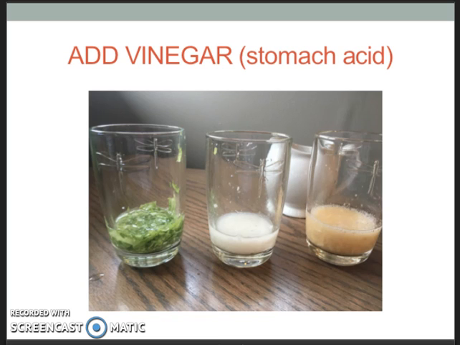All right, next we're going to add a little bit of vinegar to represent stomach acid after food is swallowed and reaches the stomach. After you add the vinegar, continue to mush the mixture just as the stomach churns the food during digestion.